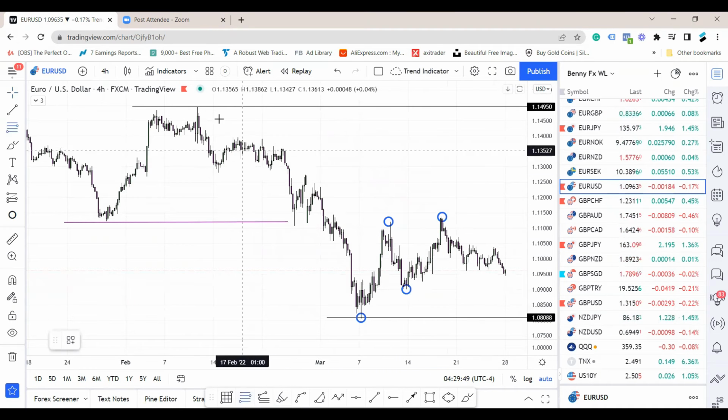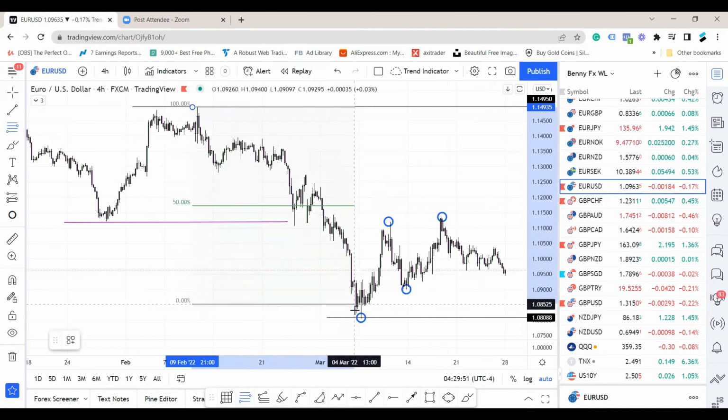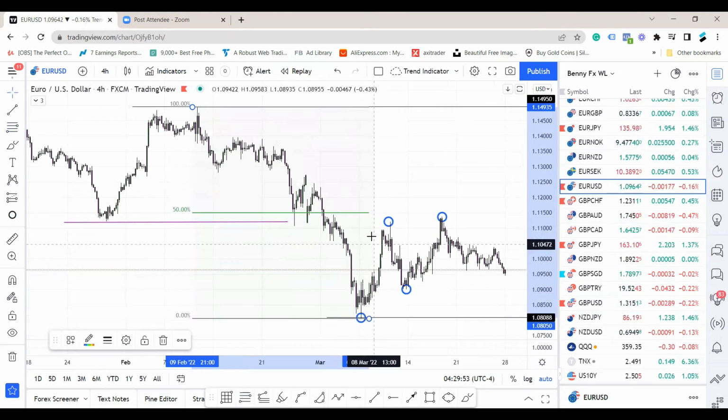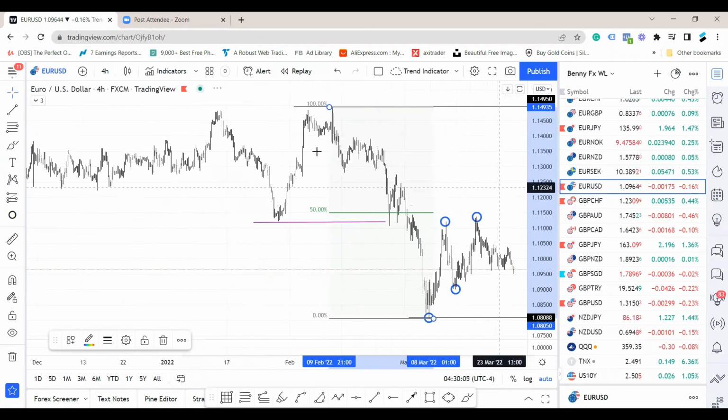So we can start looking for a sell when the price reaches 50% and above, which right now the price is clearly below 50%, right? So we can look for potential long, and once the price is above 50%, we can start looking for short in line with the higher time frame trend, right?